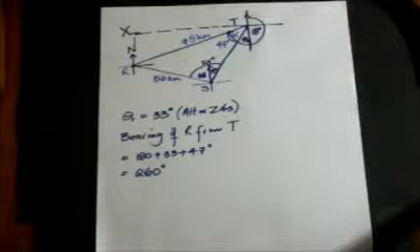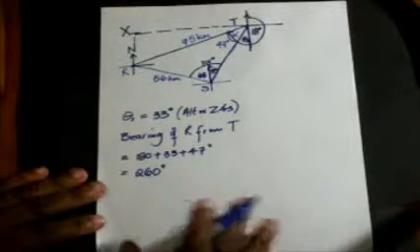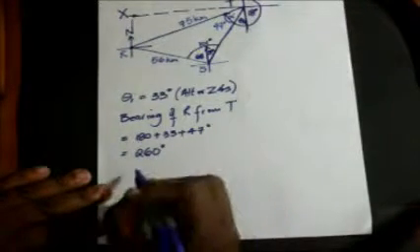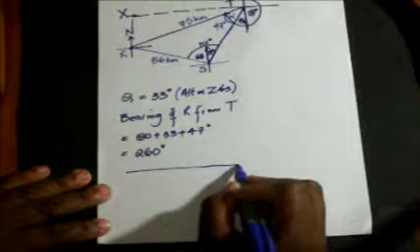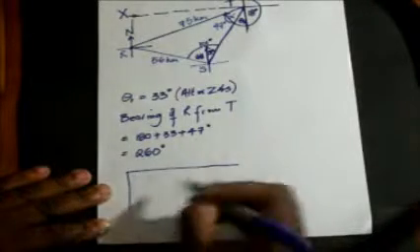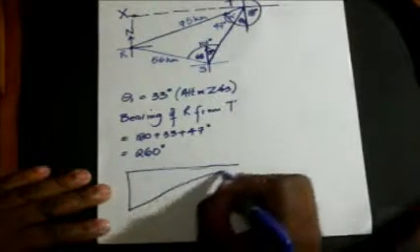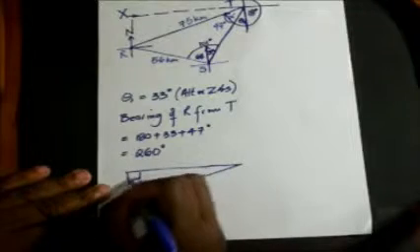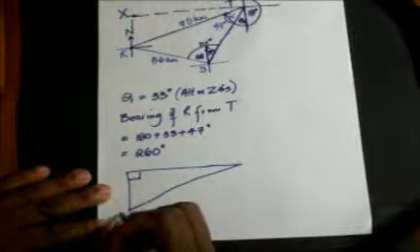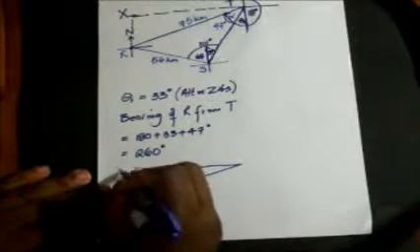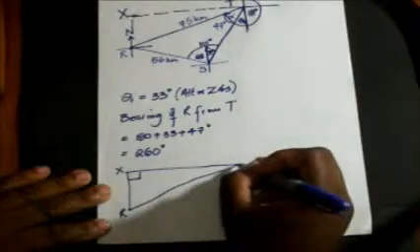Ladies and gentlemen, lastly, we're asked to calculate TX. I'm just going to do a little redrawing, just to make everything clear for us to see what we're dealing with. This is our right angle triangle here. This is the point R. This is the point X. This is the point T.